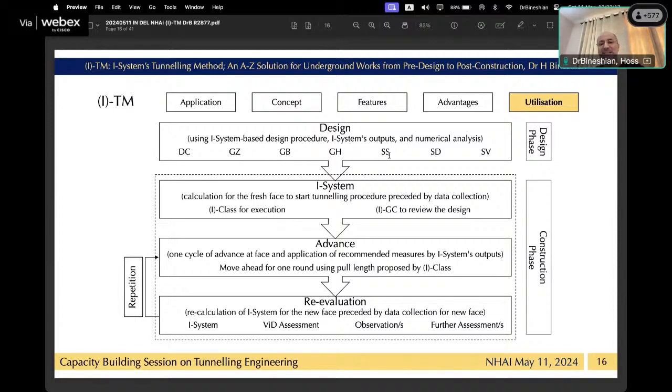Then the support system proposed by I-system, you will dimension it and verify it, and you start the work. When you start the work, for each individual pool length that you are moving ahead, you recalculate the I-system, and I-system will tell you what to be done. It would be repeated, and you are moving ahead without any surprise. This is how to utilize ITM.